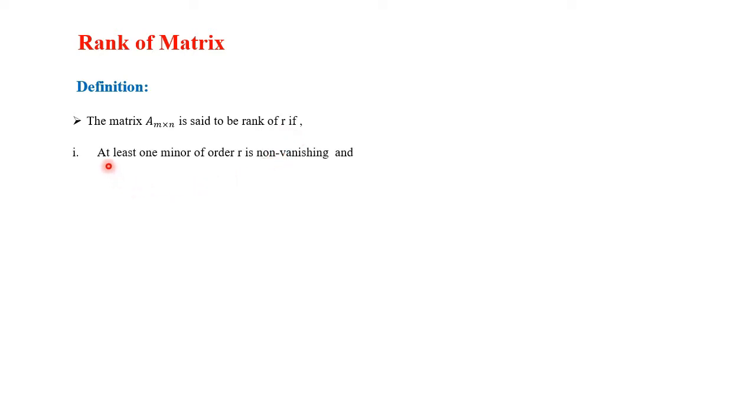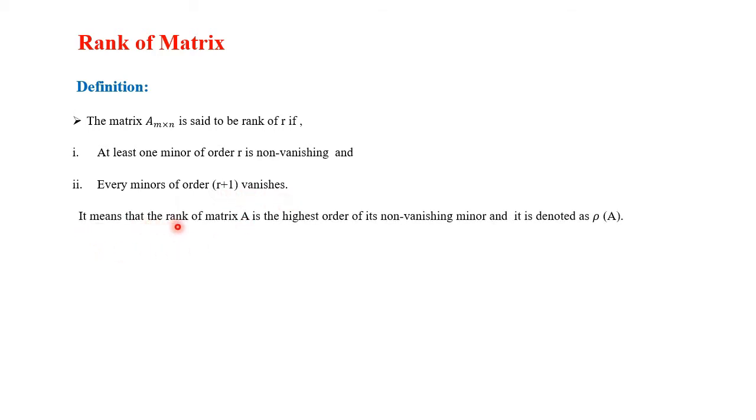In this video we will study rank of matrix. We will start with definition of rank of a matrix. The matrix A with order m cross n is said to be rank of R if it satisfies two conditions. First condition is at least one minor of order R is non-vanishing and every minor of order R plus 1 vanishes. It means that the rank of matrix A is the highest order of its non-vanishing minor and it is denoted by rho of A.